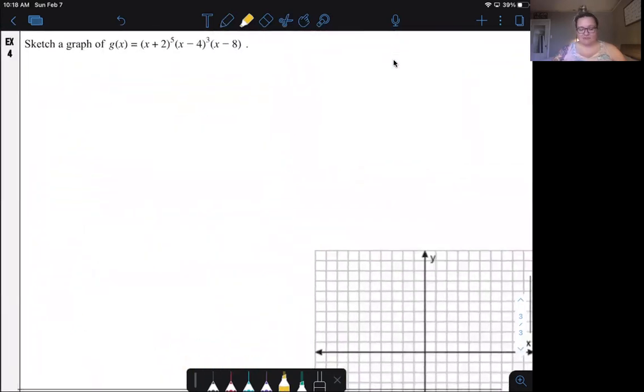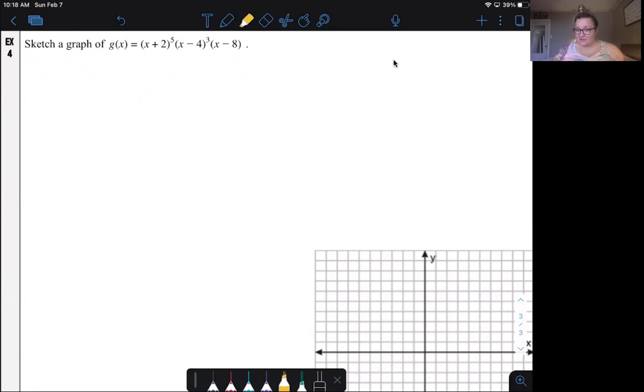All right, let's go for example 4. Sketch a graph of g of x equals (x plus 2) to the 5th times (x minus 4) cubed times (x minus 8). So I actually want you to just do this whole problem on your own. You're going to find the end behavior, the x-intercepts, the y-intercept, and the extra points. Just go all out. I believe in you. It's time for you to walk through all 4 steps without prompting from me and just give it a shot.